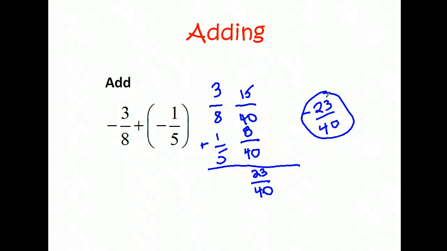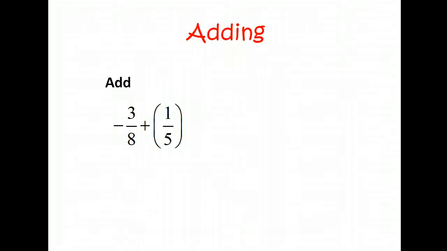Alright, next problem. Very similar. Negative 3/8 plus 1/5. This time, only one of the fractions is negative. So I know when we add and one number is positive, one number is negative, when the signs are not alike, then we actually subtract the two numbers. And then we go back later and give the answer the sign of the larger number. So I'm going to forget about that negative sign for a second. I'm going to subtract these two. And I always do the larger number, 3/8, minus the smaller number, 1/5.